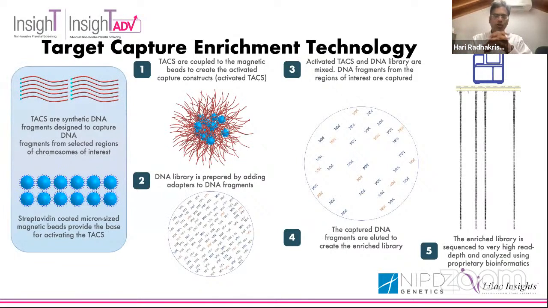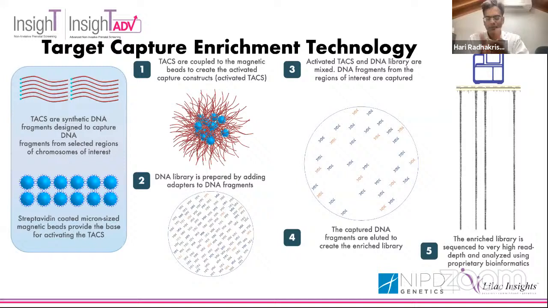This is a short picture of how the workflow happens. We use synthetic DNA fragments called tags, and we activate them by coupling them to magnetic beads. And when we take the cell-free DNA library that's coming from the maternal plasma, only the DNA fragments which are homologous to the tags attach to the tags. Then we separate the beads magnetically, and then we separate the cell-free DNA fragments to get this enriched library.